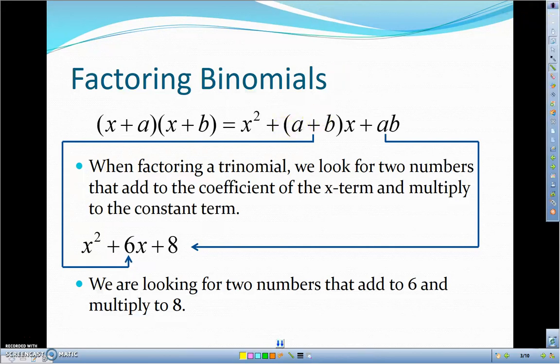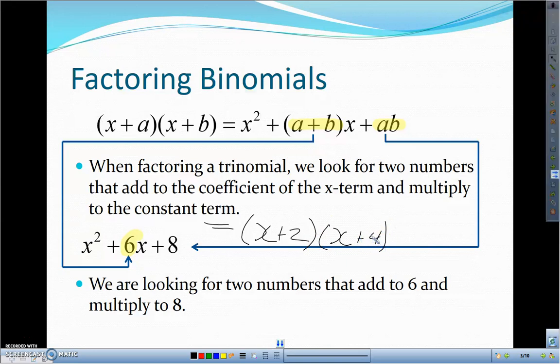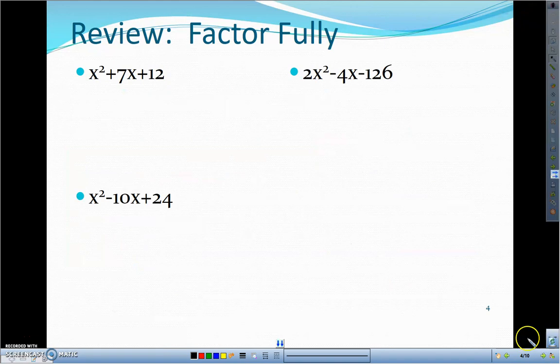Ultimately, when factoring a trinomial, we look for two numbers that add to the coefficient of the x term, that's here, and multiply to the constant term, which is this one. So when we look at this question here, we look for two numbers which add to 6 and multiply to 8, and those two numbers would be 2 and 4. So this would be equal to bracket x plus 2, bracket x plus 4. Just to do a quick review, in the next slide we've got 3 questions.